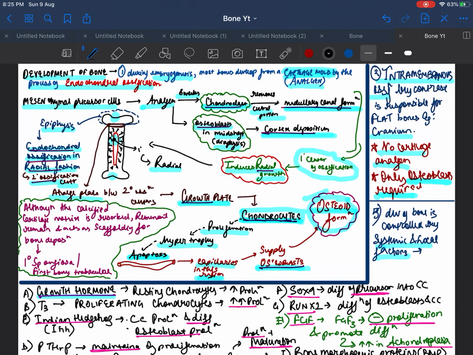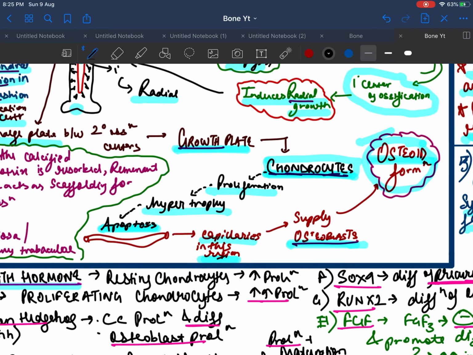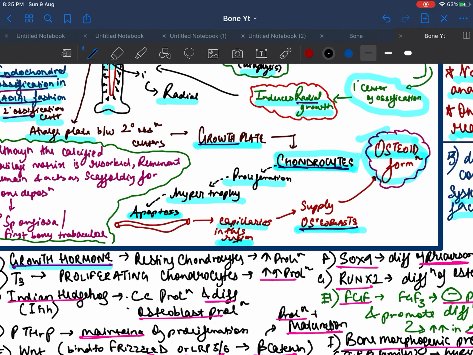Now coming to the factors. Okay, so what is the role of growth hormone? It will act on the resting chondrocytes, the resting ones, which were seen in zone 1, and it will lead to an increase in their proliferation.